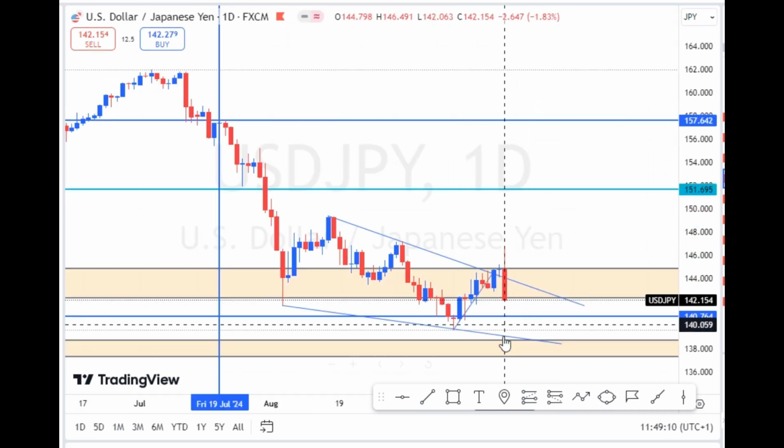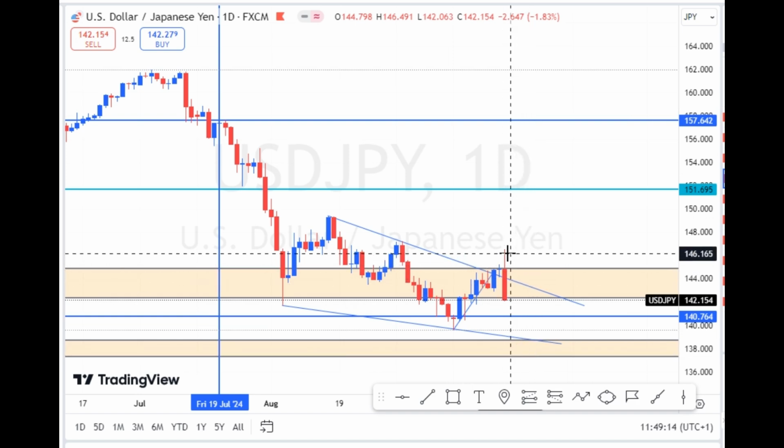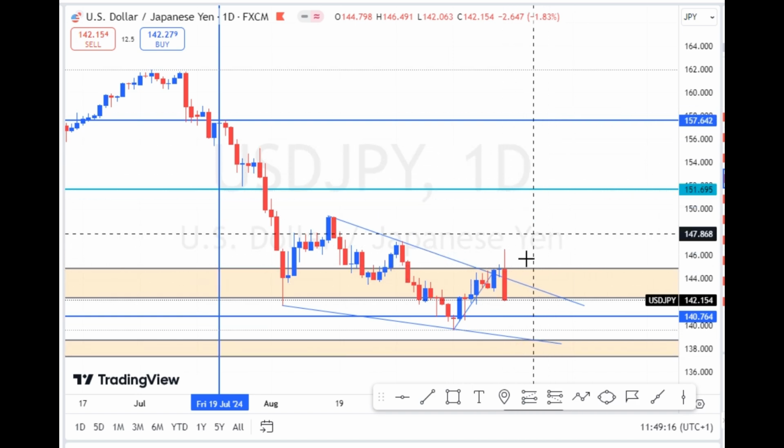So wait for price to close below this level, then look out for a selling opportunity, and wait for price to close above this area and look out for a buying opportunity for the USDJPY.